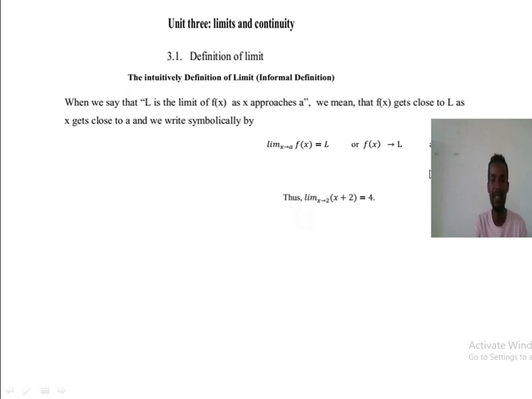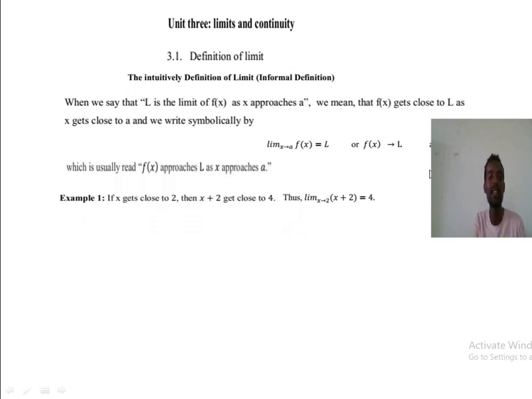Example. For example, if x gets close to 2, then x plus 2 gets close to what? Close to 4. That means the limit of x plus 2 as x goes to 2 is 4. This uses one of the techniques of computing a limit, which is called direct substitution. By substituting directly, we have 2 plus 2, which is 4. Therefore, the limit of x plus 2 as x goes to 2 is 4.